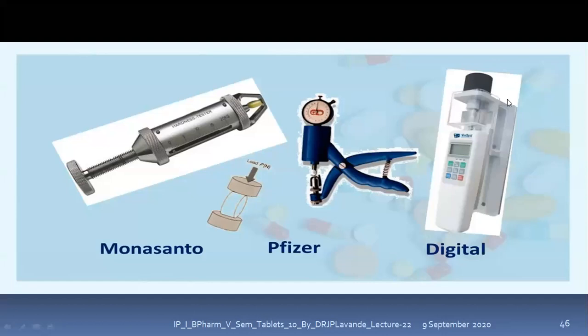So this is the digital one. Nowadays, in most of the advanced industries and institutions, you are going to find this kind of hardness tester, that is the digital one. It is operated by battery or electrically, isn't it? So the tablet is going to be held here and it is going to be switched on. As a result of electricity, the pressure is generated, and the pressure exerted when the tablet has broken down will be noted digitally on this particular screen. So there are three different types of hardness tester: Monsanto, Pfizer, and the digital hardness tester.